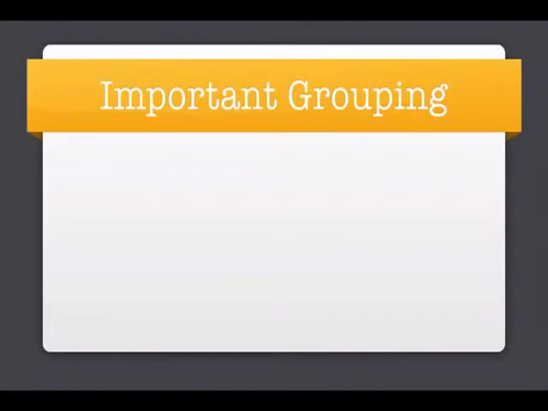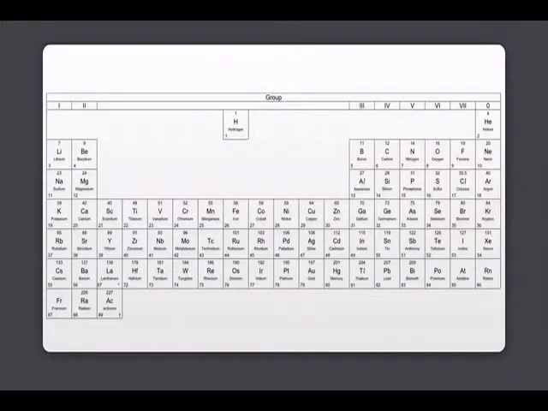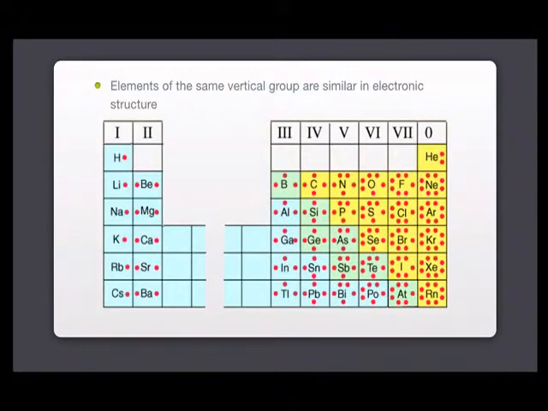There are only 8 groups of elements, starting from group 1 on the left side of the periodic table to group 8 or group 0 on the right side of the periodic table. Elements of the same vertical group are similar in electronic structure. As you can observe here, group 1 has 1 electronic structure. Group 2 has 2 electronic structure, and so on.